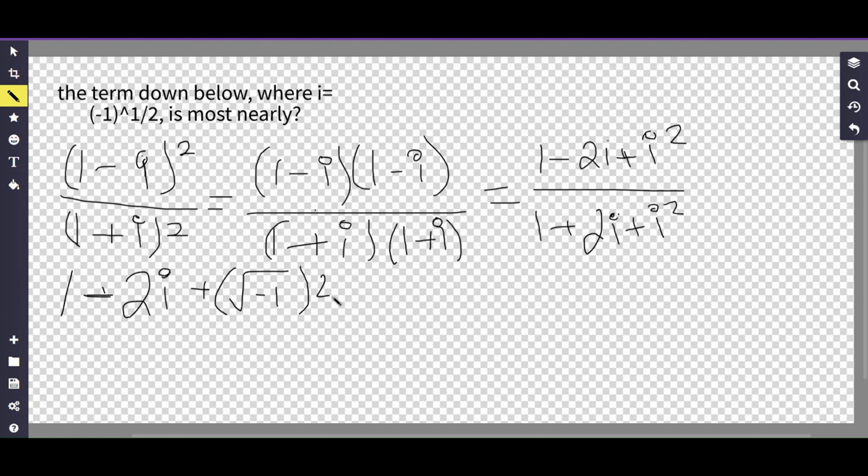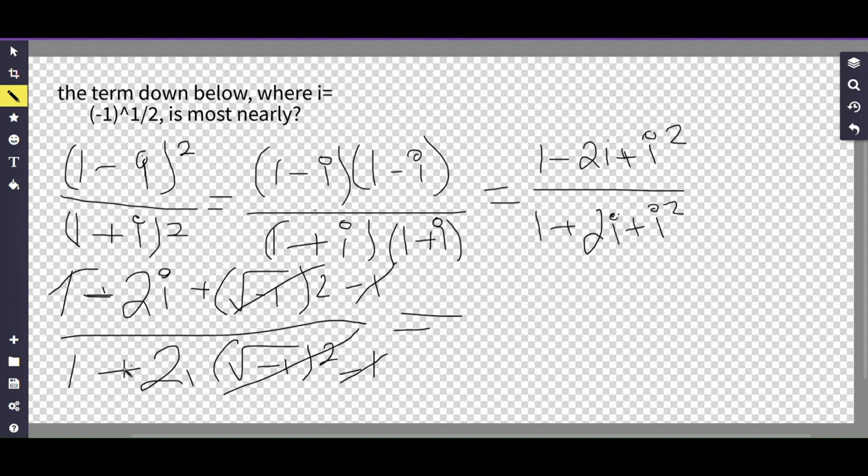Okay, square that all over 1 plus 2i, negative 1, square that, and this irreversible mess becomes negative 1 here, negative 1 here. So your negative 1's cancel out here and here, right? So now you're left with a negative 2i over a positive 2i. Now, again, I already knew the answer to this question.